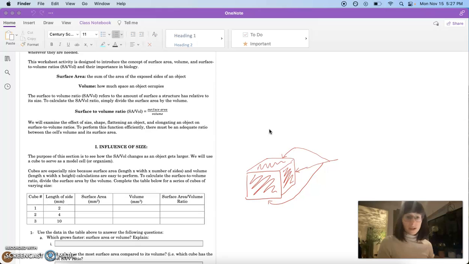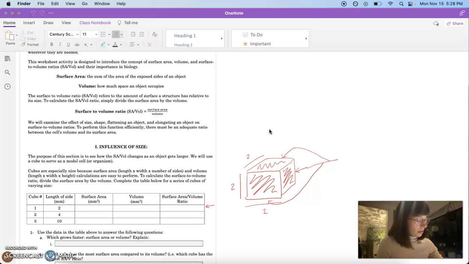In a cube, that's super easy because all of the dimensions, the length, height, and width, are all the same. So that's pretty nifty for us. This will be an easy one to get started on. I'm just going to work through this first line with you. If the length is 2 millimeters, let's go ahead and draw that on our cube here.